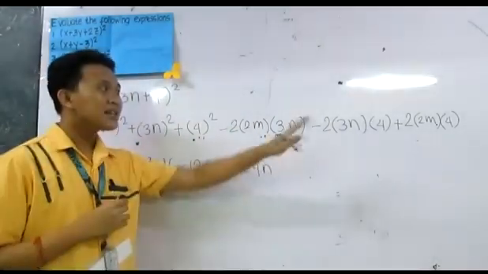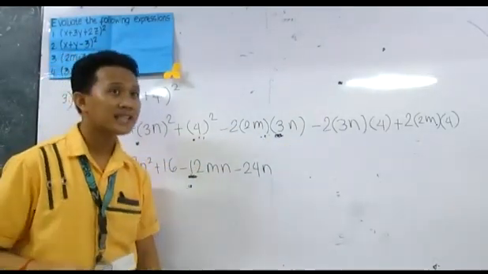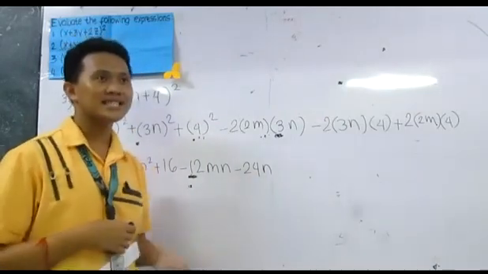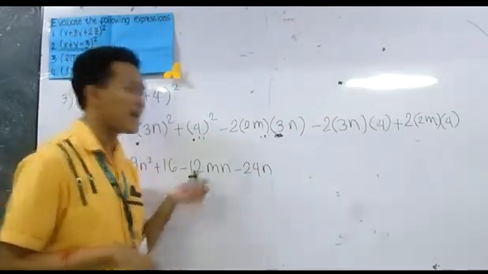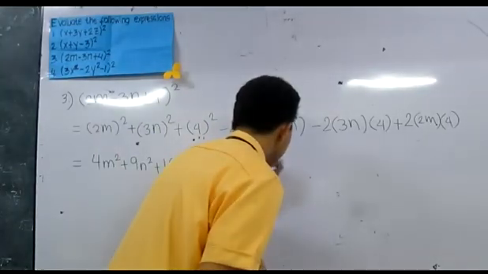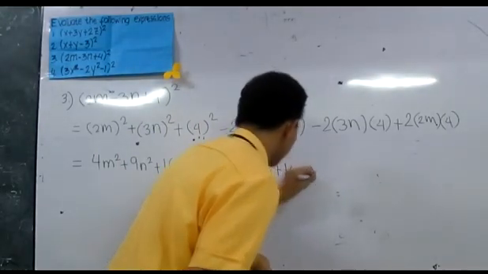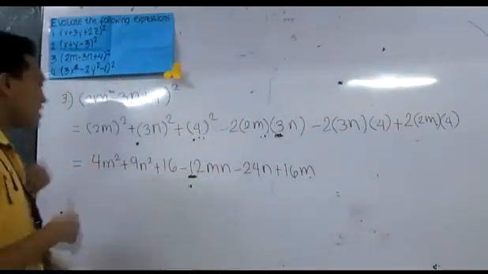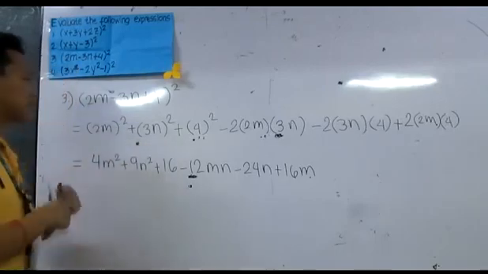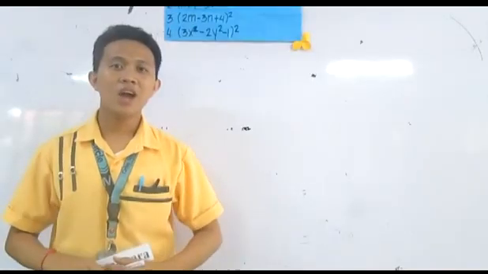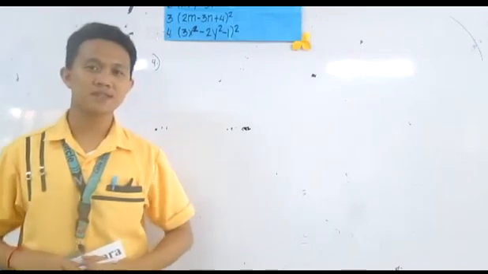And lastly, 2m times 4 is 8m, multiplied by 2 is equal to 16m. As you can see, we already have our final answer. Now let's proceed to our fourth example.